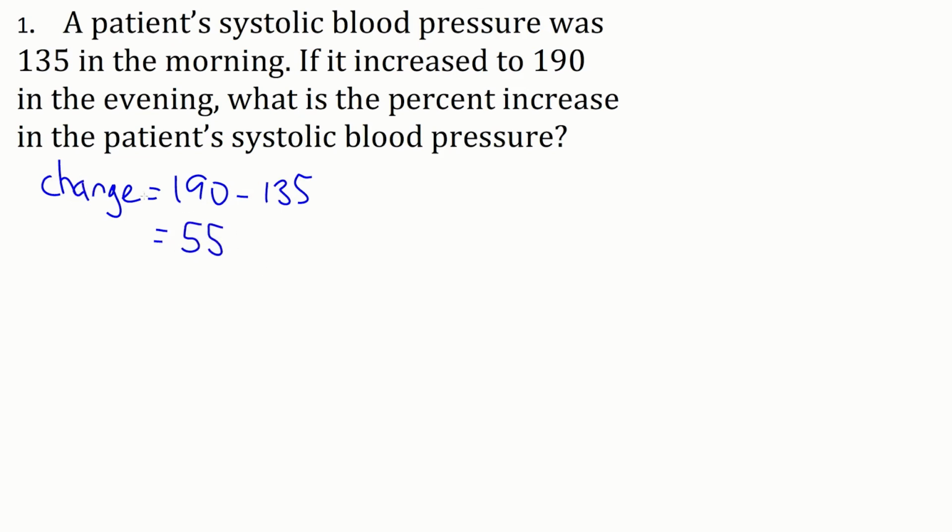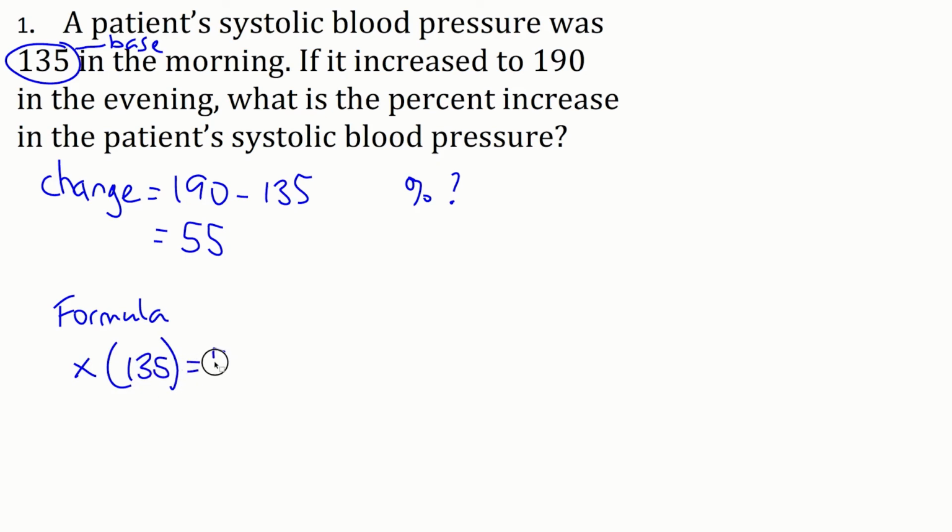So we're looking for the percent. Out of the two, the 135 here, because this was what it originally was, this is the base. So we're dealing with 55 as our part, 135 as the base, and we're looking for the percentage. I'm just going to go ahead and use the formula method on this one. So we have x percent times 135 is equal to 55. Dividing both sides by 135, we get that x is equal to 40.7%.